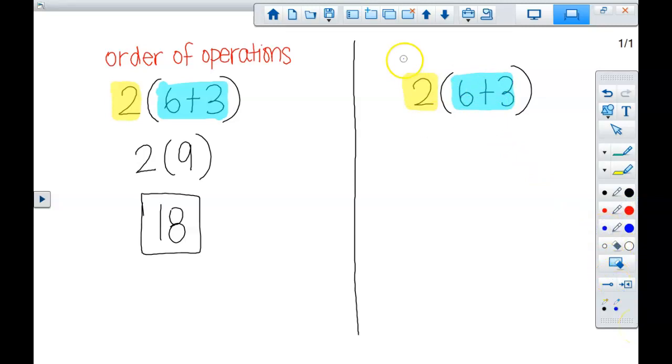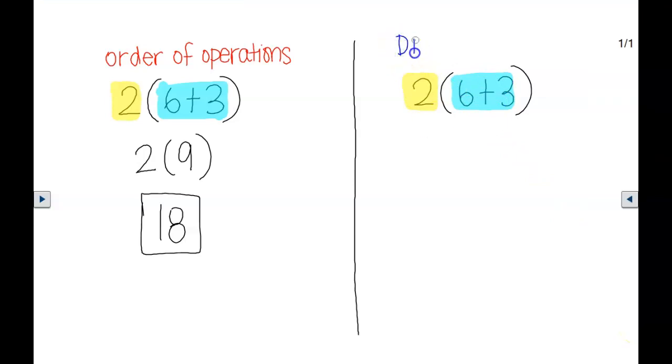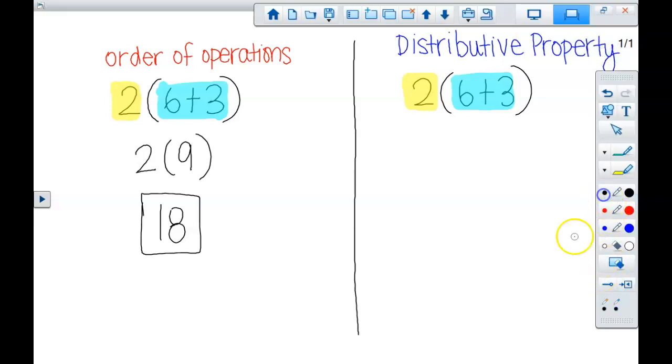This second time around, I'm going to do this problem using something called the distributive property. Now that should sound familiar to you. You have done that before. Okay? Distributive property. The distributive property says that I'm going to distribute. And when we distribute things, we give them to everybody in the group.